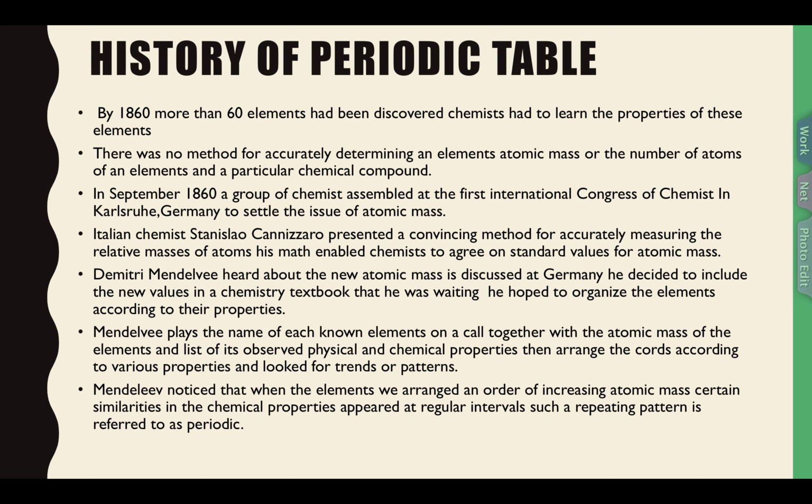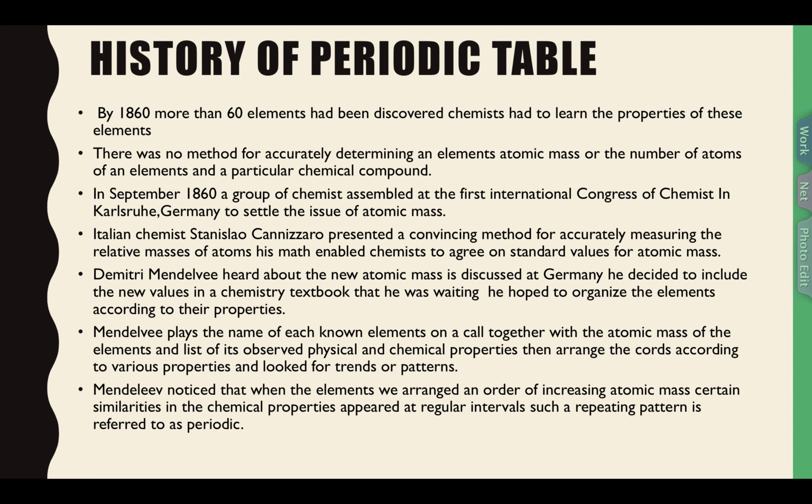So next, we're gonna talk about the history of the periodic table. By 1860, more than 60 elements had been discovered, so chemists had to learn the properties of these elements. There was no method for accurately determining an element's atomic mass or number of atoms of an element. So in September 1860, a group of chemists assembled at the First International Congress of Chemists in Germany to settle the issue of atomic mass.